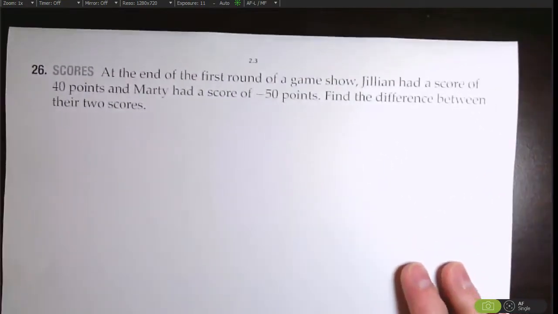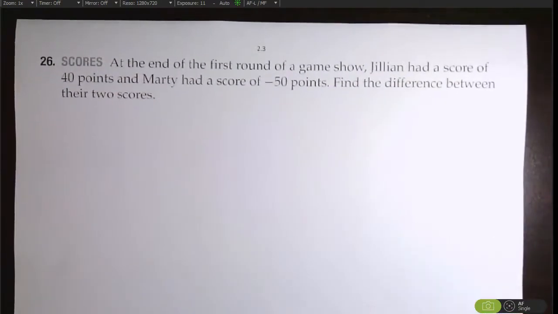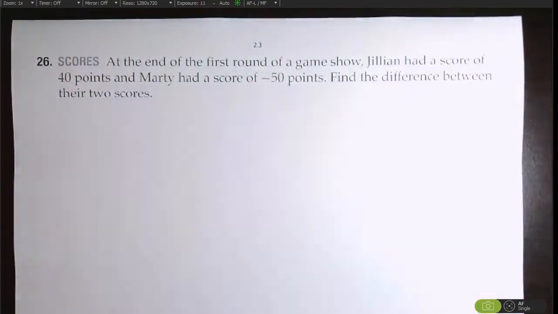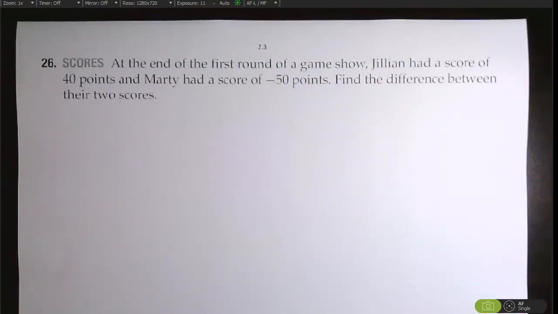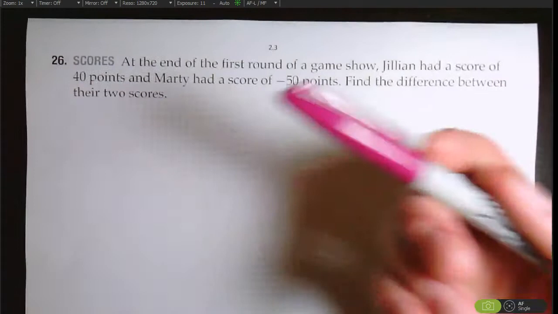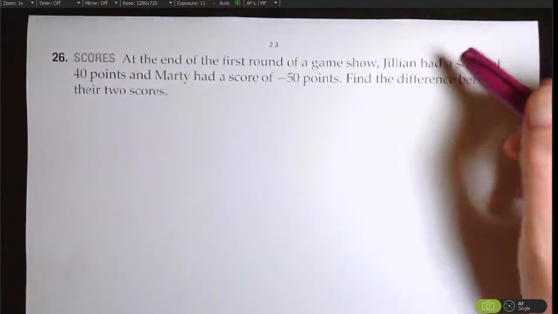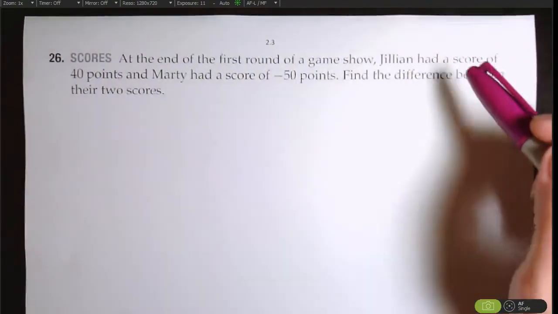Number 26. That's the next one we'll look at. So at the end of the first round of a game show, Jillian had a score of 40 points, and Marty had a score of negative 50 points. Oh, poor Marty. Well, unless maybe being negative is good. I don't know. Either way, the question is what's the difference between their two scores?